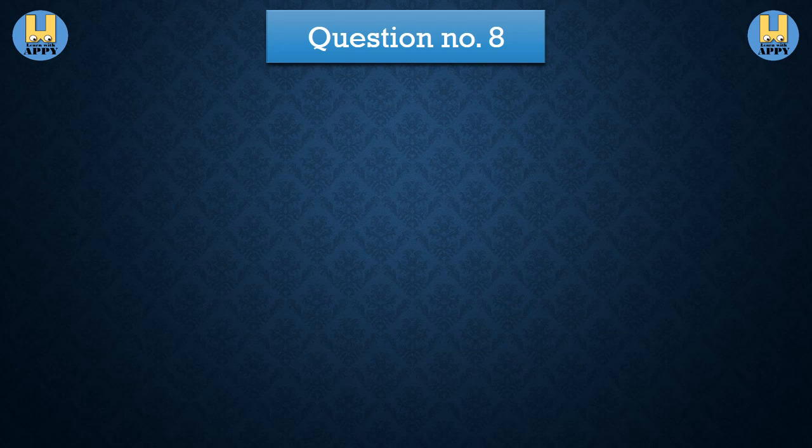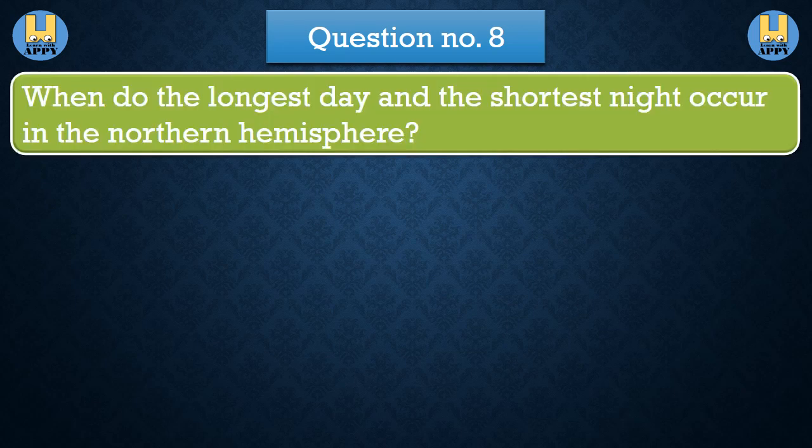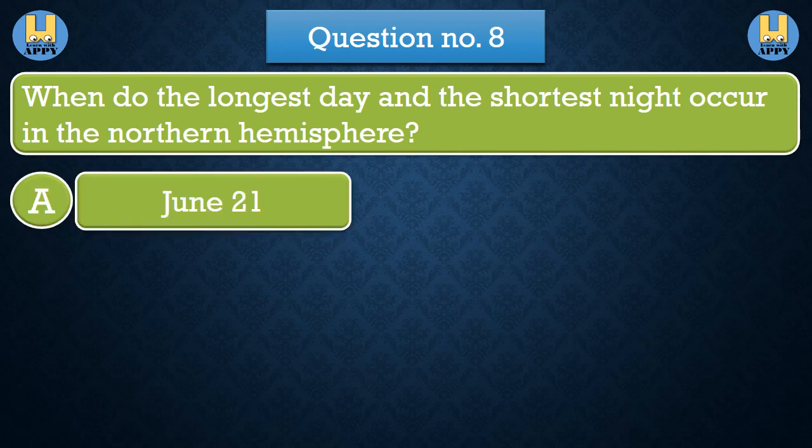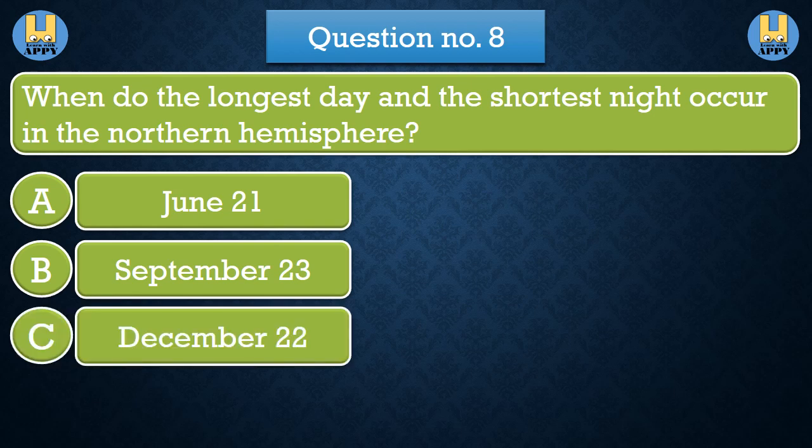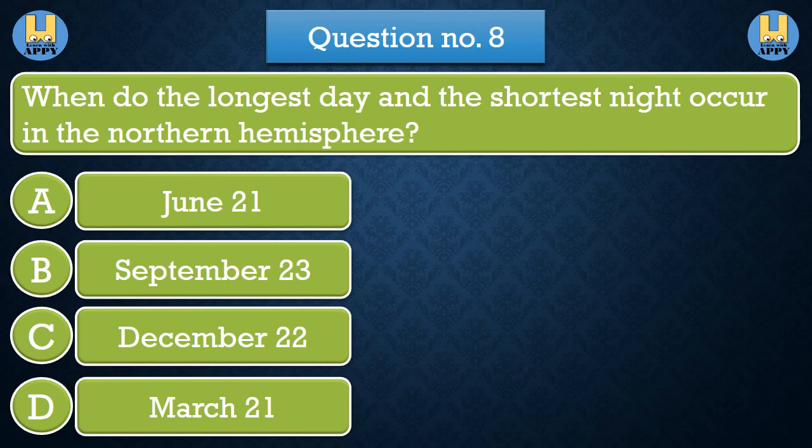Question number 8. When do the longest day and the shortest night occur in the Northern Hemisphere? Option A, June 21. Option B, September 23. Option C, December 22. Option D, March 21.